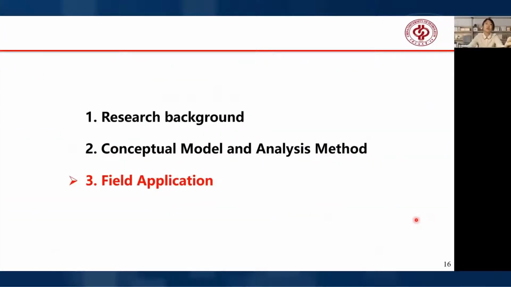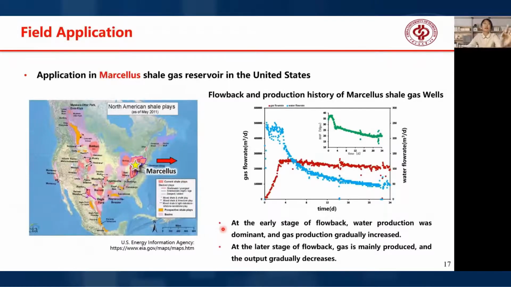And now the last section, field application. This is an application in Marcellus Shale gas reservoir in the United States, and this picture represents the flowback and the production history of Marcellus shale gas wells. At the early stage of flowback, water production was dominant, and the gas production gradually increased. At the later stage of flowback, gas is mainly produced, and the output gradually decreases.